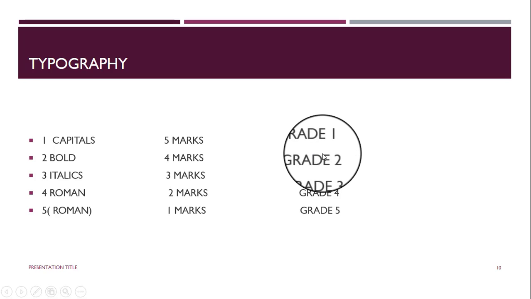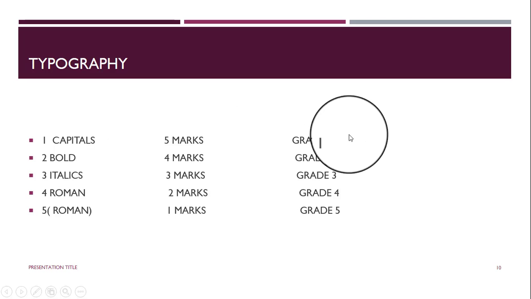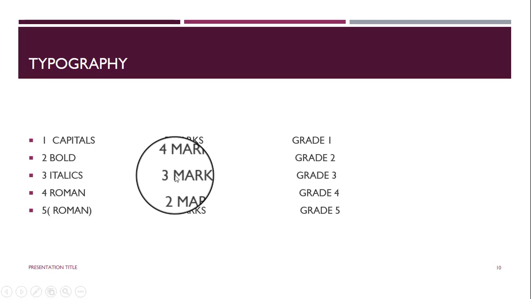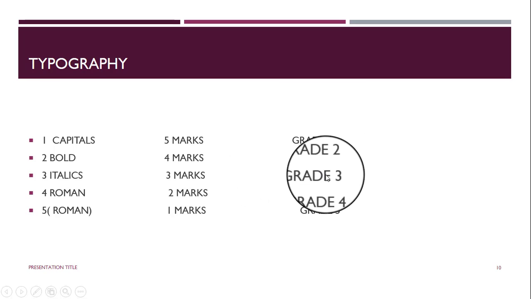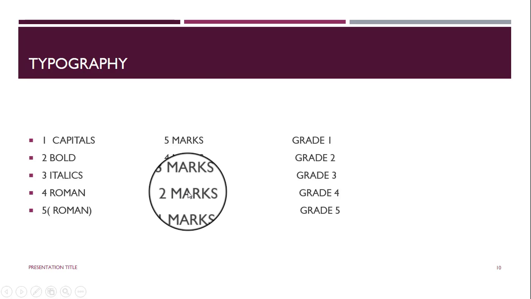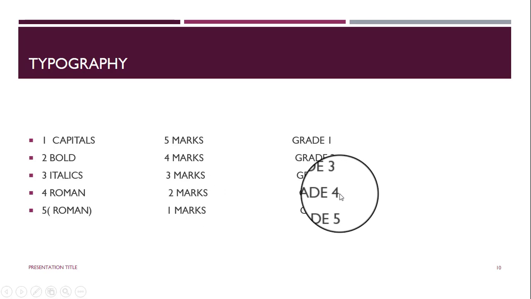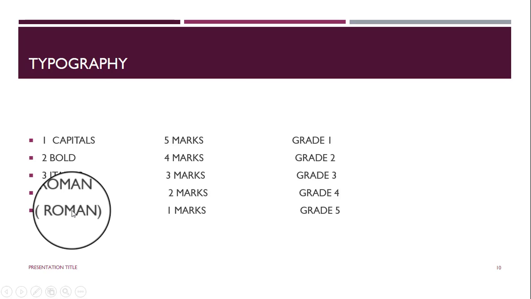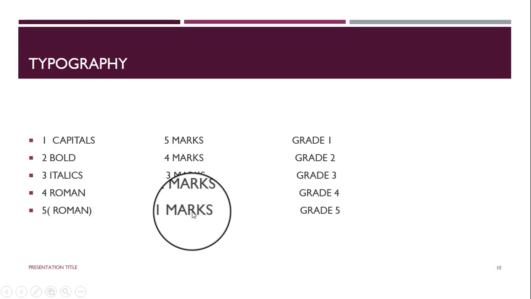So grade 2 was given to bold letters. And third was italics. So he gave 3 marks to italics and 3 grades. And fourth was Roman. So he gave 2 marks to Romans, and grade 4 was given to Roman. And the last was Roman in bracket. So Dr. Boenninghausen gives Roman in bracket 1 mark and 5 grade.